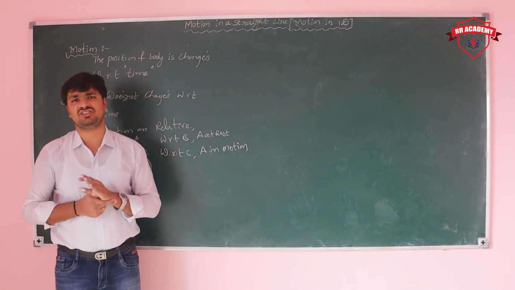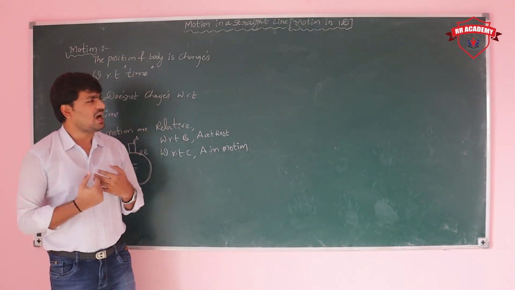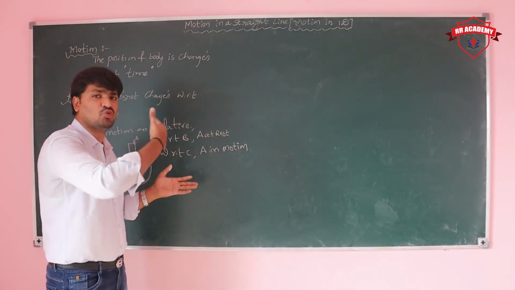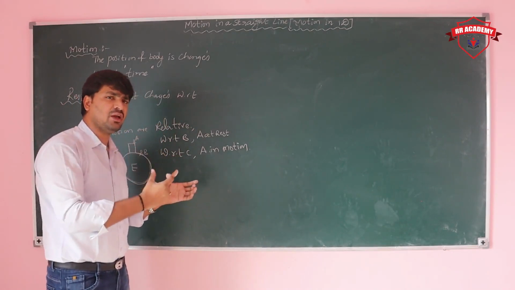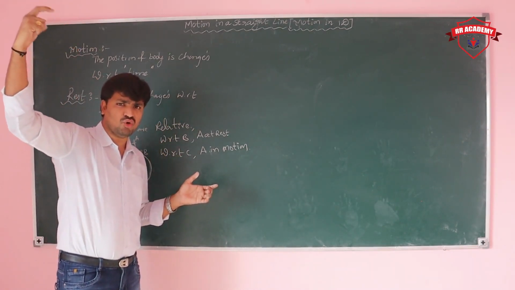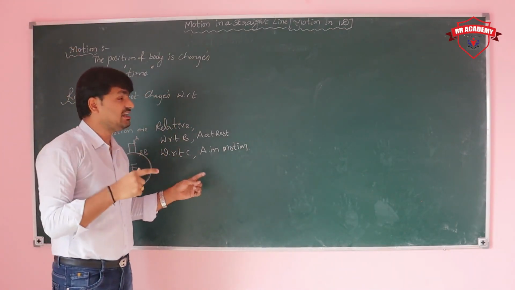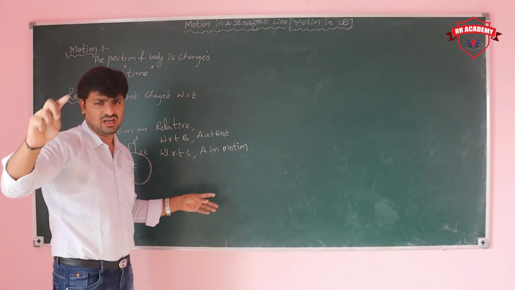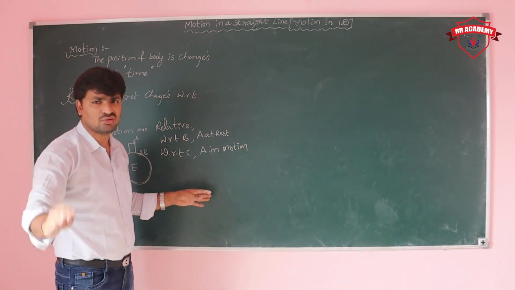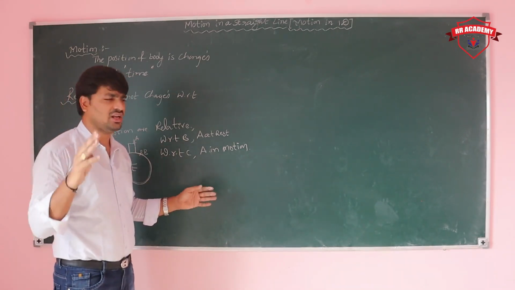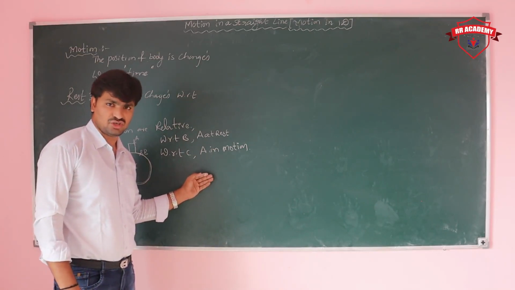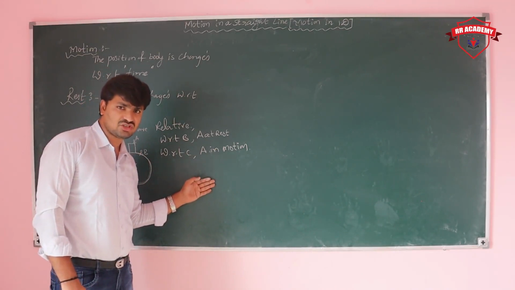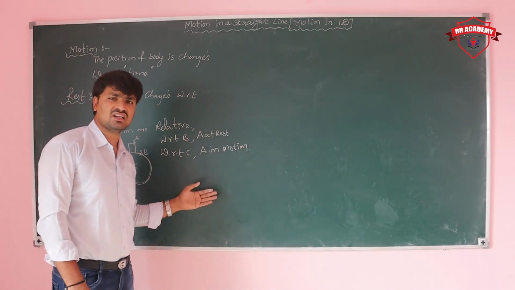The appearance changes. For example, I am observing the board. The board is at rest with respect to me. But if a person is observing from the Moon with a telescope, it is in rotation, moving along with the surface, because Earth rotates. So with respect to Moon, it is in motion, but with respect to Earth, it is at rest.